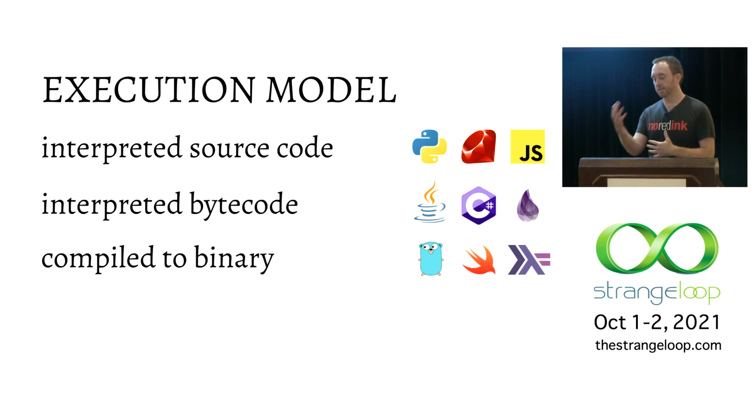So Go does this, Swift does this, Haskell also does this. These are generally the fastest category of things. Like these are pretty much sorted from sort of highest overhead to least overhead.